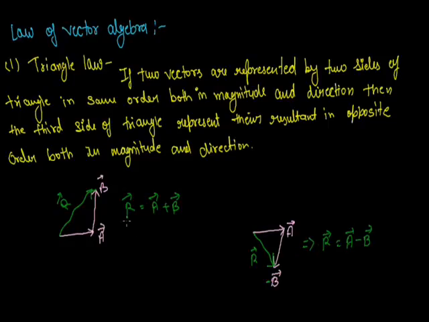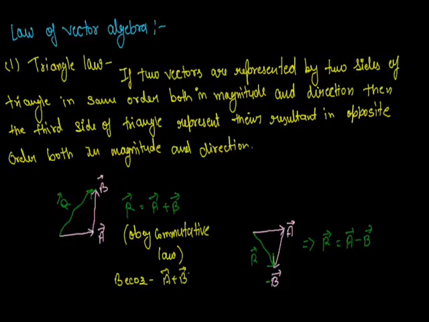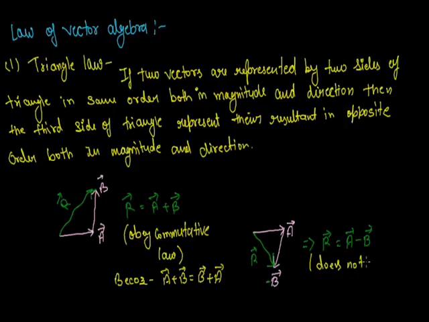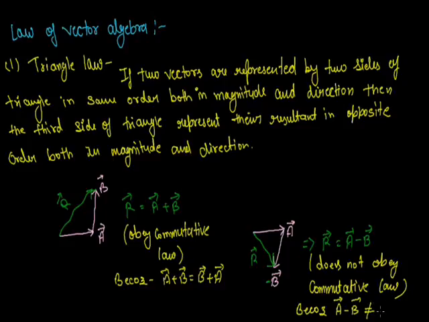minus B vector. This obeys commutative law, because A vector plus B vector equal to B vector plus A vector, but this does not obey commutative law, because A vector minus B vector is not equal to B vector minus A vector.